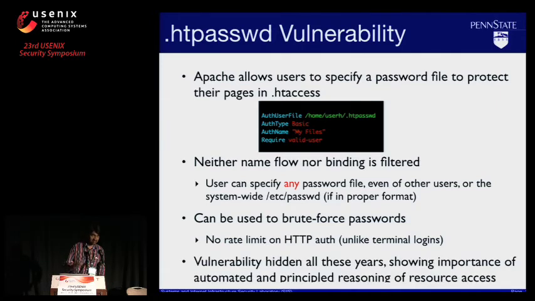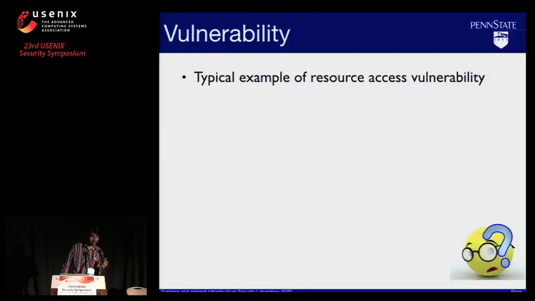And the fact that such a vulnerability remained hidden all these years shows that we need to reason about resource access in a principled manner. So this vulnerability is a very typical example of a resource access problem.